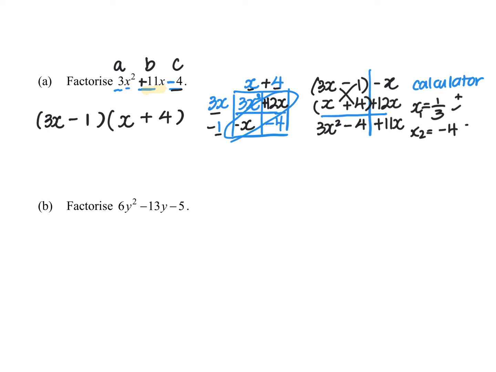Alright, what happens about question B? Instead of you doing all the 3 methods, I'll just do one of the different methods. For my calculator, it shows me that A is 6, right? B is -13, C is -5. So A is 6, B is -13, C is -5. My calculator shows me the answer that x1 is equal to 5/2 positive, x2 is equal to -1/3, right? So what does this tell me?